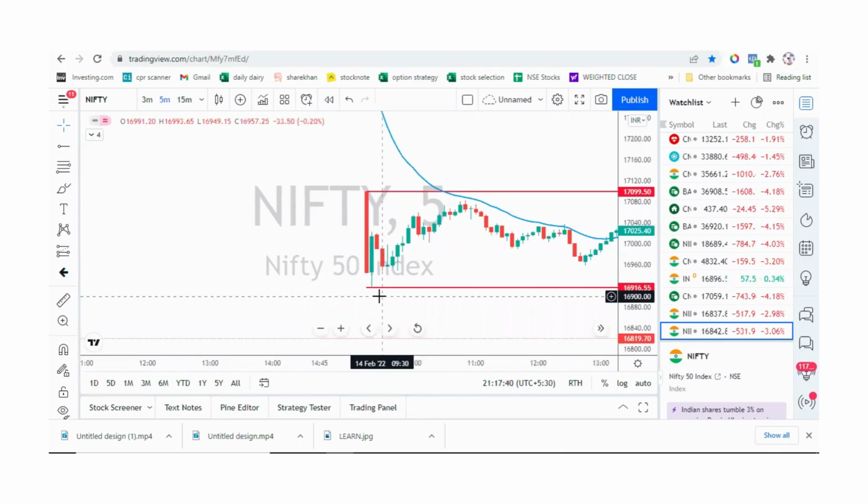Now let me come to this candle. This candle high is 16,993 and low is 16,950. The range is too high on this candle. Again, the range is too high. It is not below 25. On this candle, the range is too high. This also, the range is too high. This is almost 30, the range is above 25. The difference between the high and low, I consider it as the range.